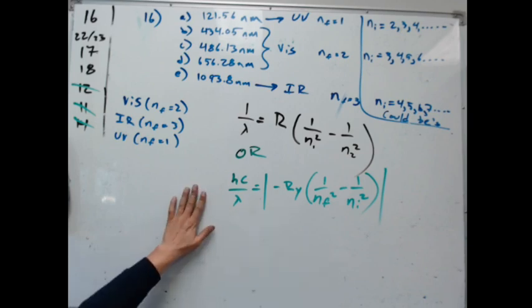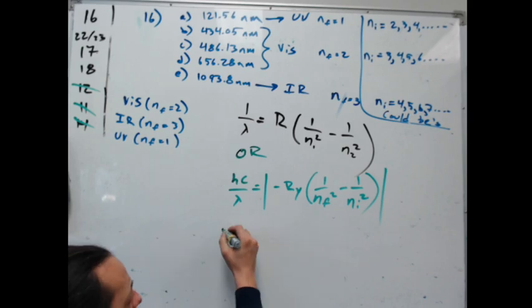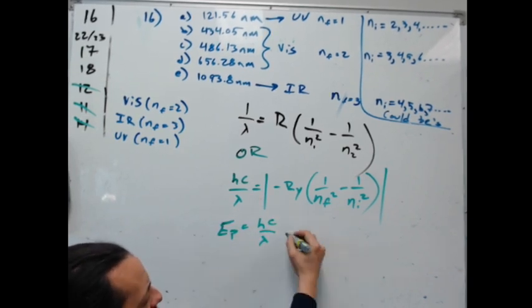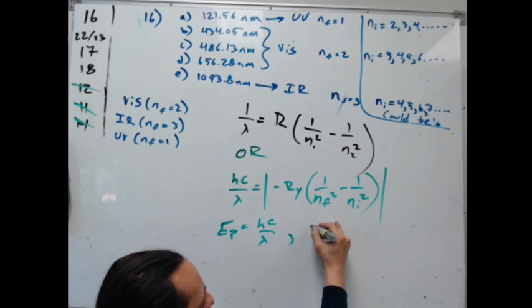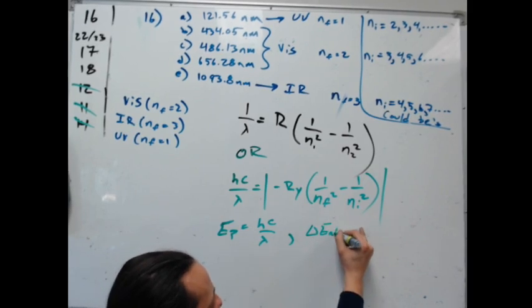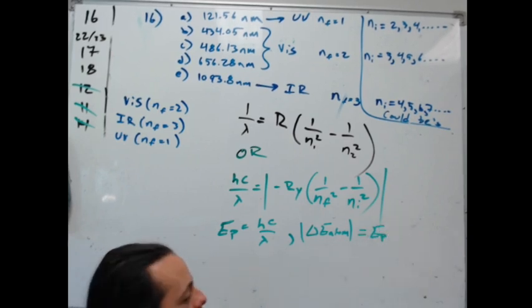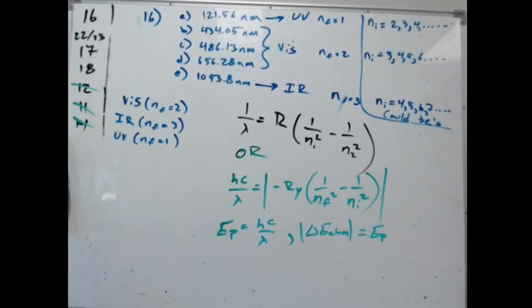You'll notice I skipped a couple steps here. I recognized already that the energy of the photon equals hc over lambda, and that the change in energy of the atom is equal to the energy of the photon. So I put all of that together. See it? I put that all together.